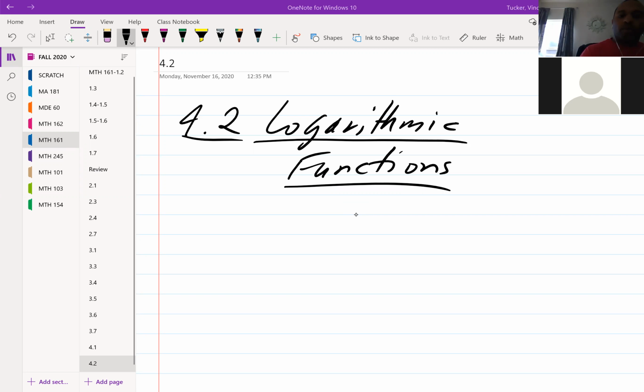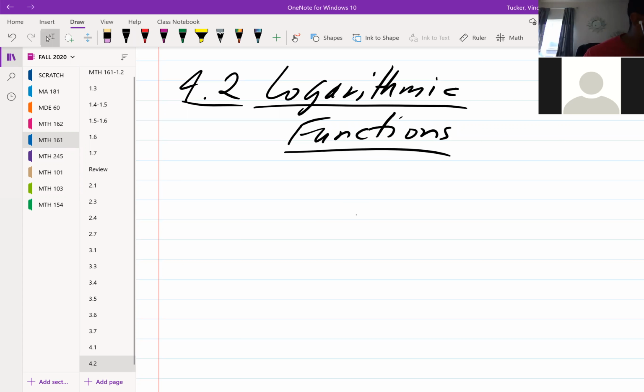All right, 4.2 is logarithmic functions. Let me see where we start. Let's look at our definition.